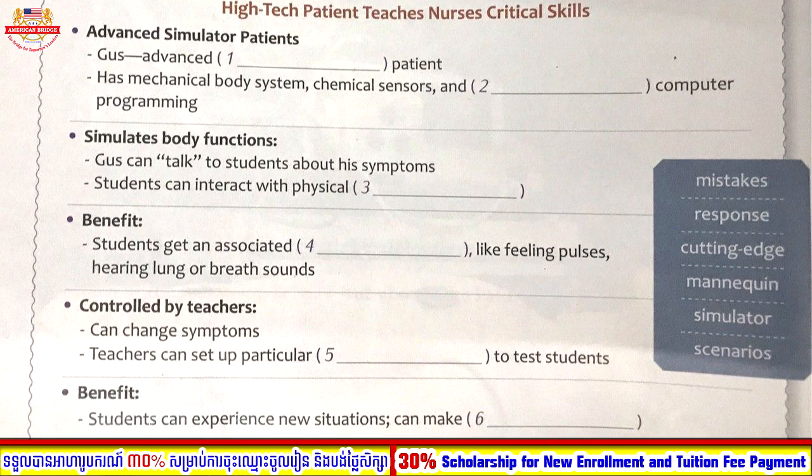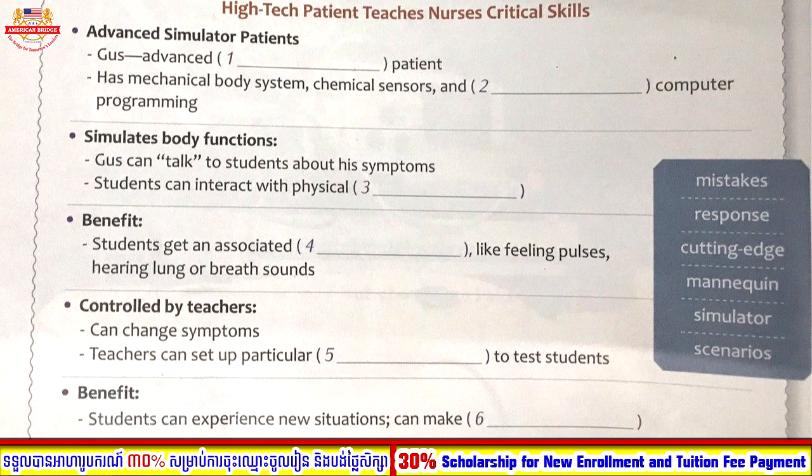Programming. Simulate body functions. Gus can talk to students about his symptoms. So here, that machine, he can talk about his patient, about his symptom as well, right? And also, students can interact with a physical mannequin, all right? Physical mannequin. Benefit: students get an associated response, like feeling pulse, hearing lungs, or breath sounds. So students get an associated response, right? Like feeling pulse, hearing lungs, or breath sounds.